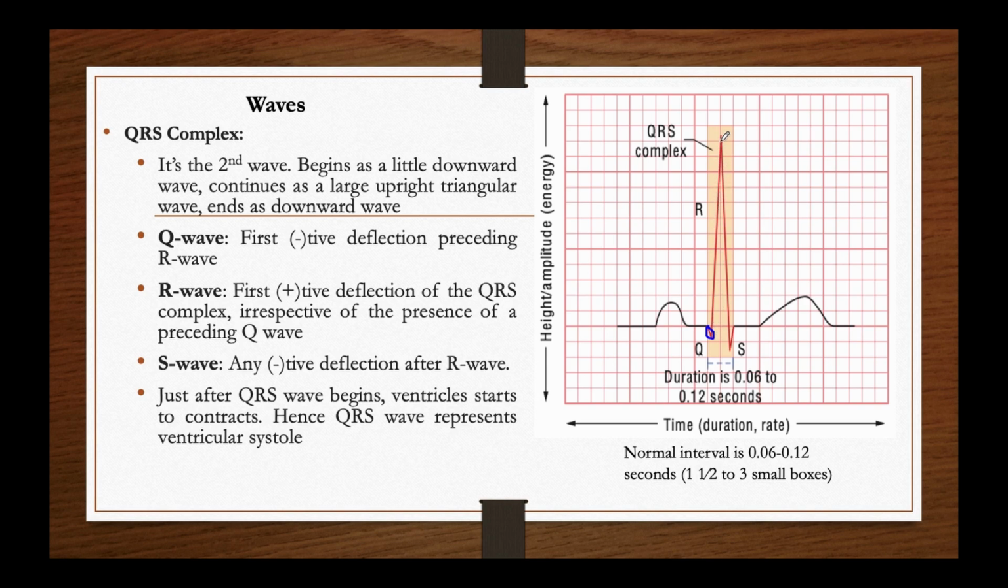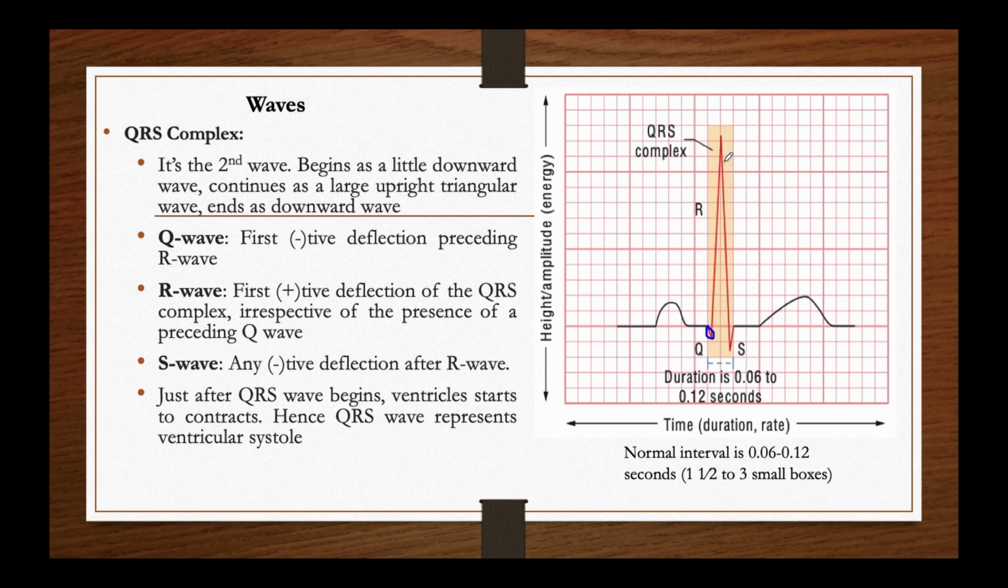This is the R wave, as I'm showing over here, and the R wave is the first positive deflection of the QRS complex, irrespective of the presence of the Q wave. So sometimes there may not even be a Q wave, but the moment you see a positive deflection above the isoelectric line, it represents the R wave.